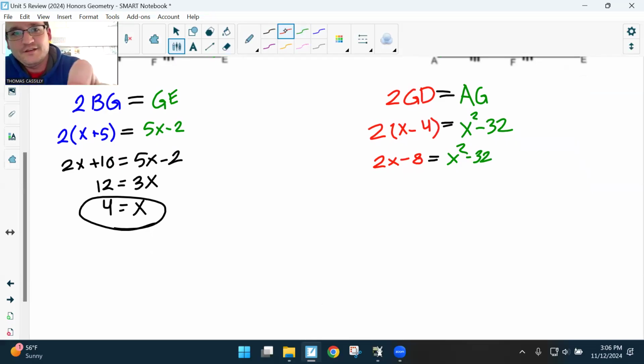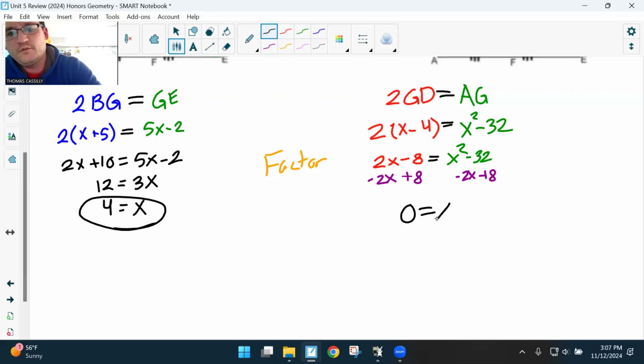Let's see here. Still a factoring problem, so we still need factors. Let me write that over here. Add the 8, subtract the 2x. Minus 2x plus 8 minus 2x plus 8. We have 0 equals x squared minus 2x.